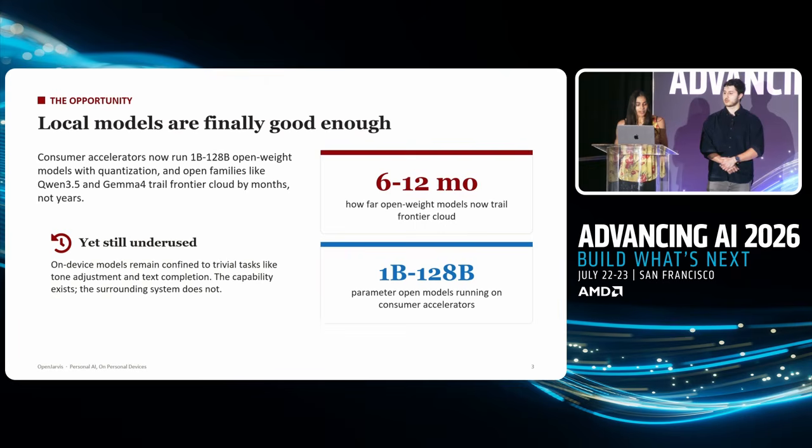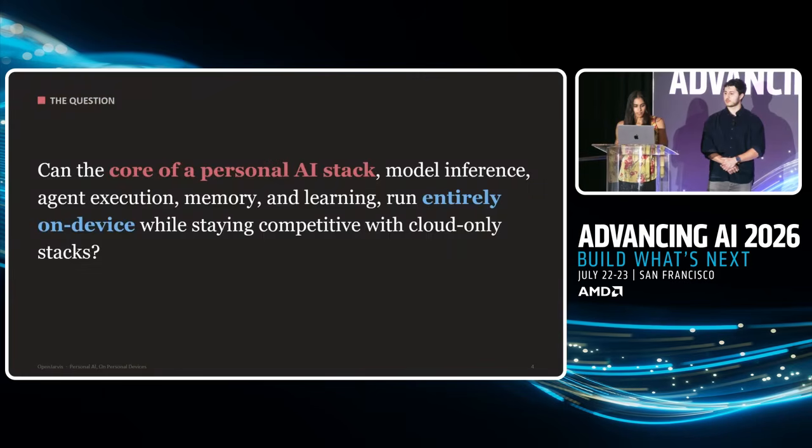So the bottleneck right now isn't actually the raw model capabilities. Rather, it's the system around it. So this brings us to our guiding question: can the core of the personal AI stack, namely model inference, agent execution, memory, and learning, run entirely on device while staying competitive with cloud-only stacks? To answer that question, we introduce OpenJarvis.